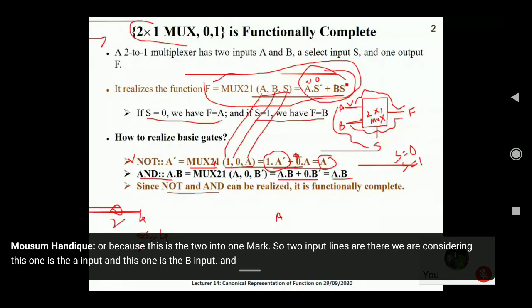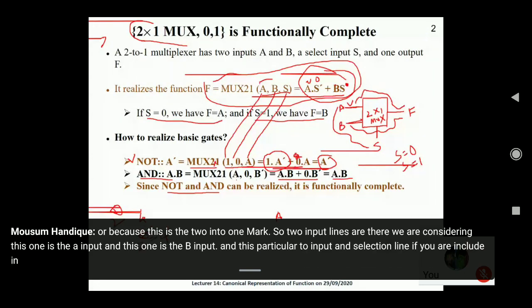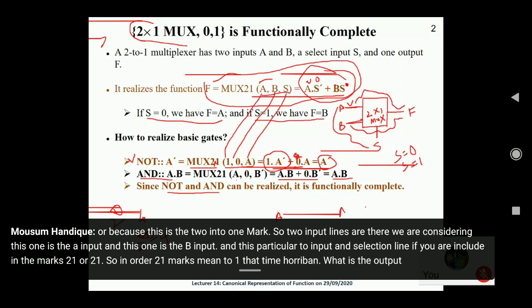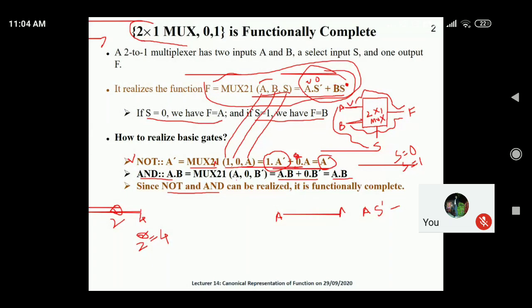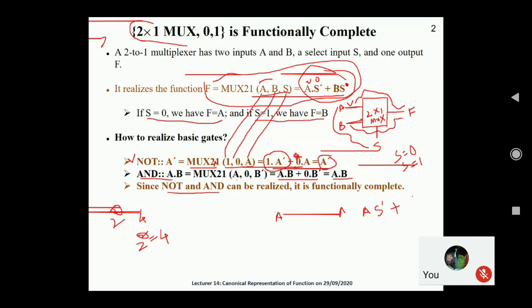And this particular 2 input and the selection line, if you are including MUX 2 into 1, that time what happens, what is the output? Output is A S bar plus B S, B dot S. You can use dot, and here also we are using dot S.